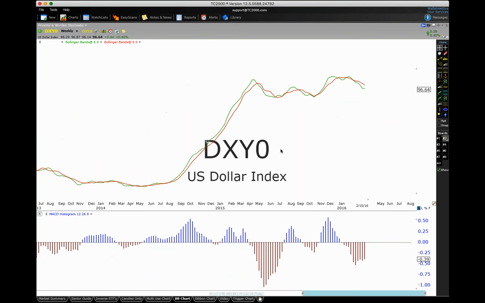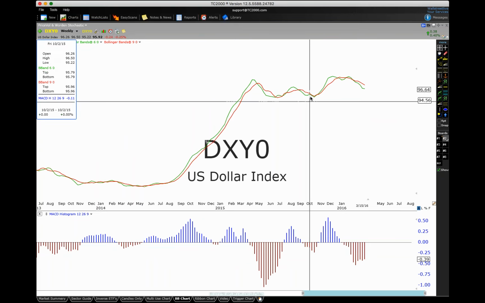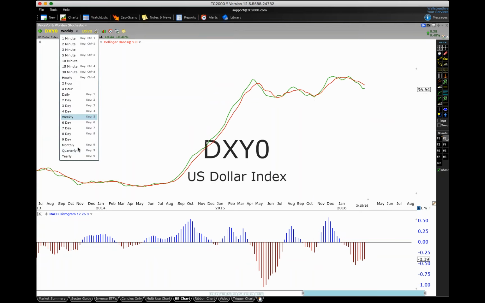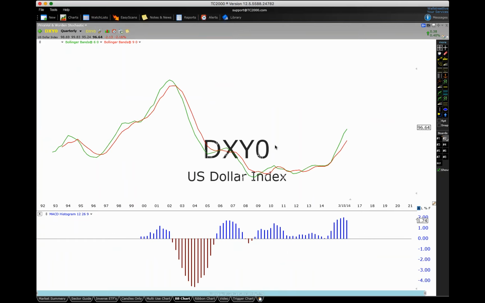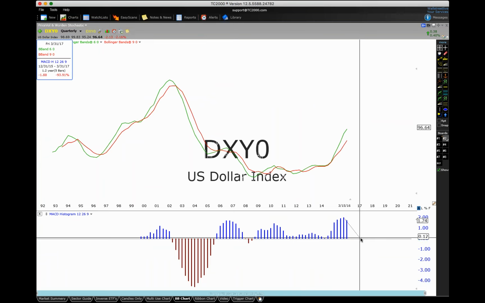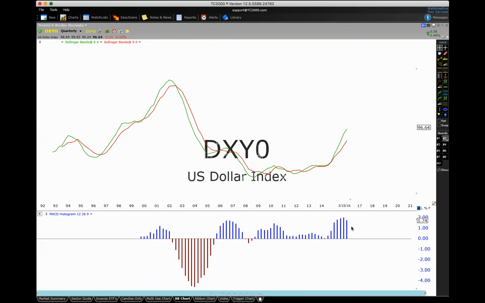Throwing it out to the weekly, you can see the weekly is the same thing. This is heading down. It's probably going to try and find some support in this area, 95.24. But on the longer term, it's starting to come down here. And once it crosses, this is what's going to happen. So we've got a couple more quarters before it really gets aggressive to the downside. Hope that helps you.